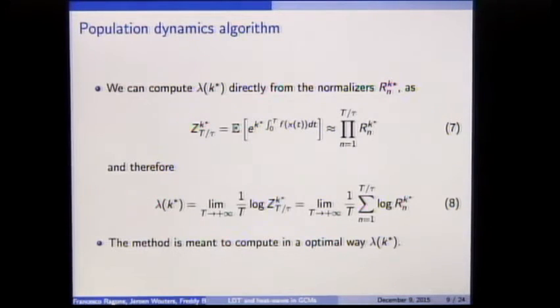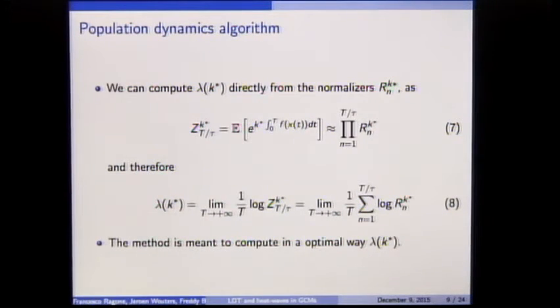Okay, and so the first thing you can compute very directly is the scaled cumulant generating function at k star, where k star is the value of k used to bias the simulation. You can see that the generating function becomes the product of the normalizers, and therefore the scaled cumulant generating function becomes essentially the time average of the logarithm of the normalizers of the weights. This is a very direct computation, and the method is meant to compute lambda of k star in an optimal way, in the sense that it should be an unbiased estimator, and it should work very well.